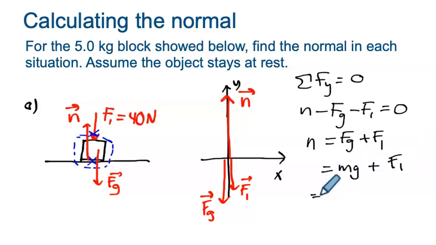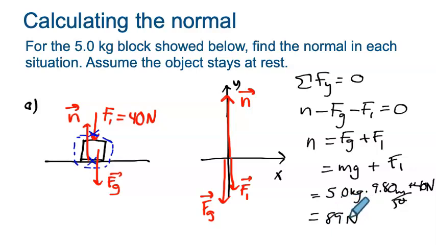We will have the mass, which is 5 kilogram, times g, which is 9.80 meters per second squared, plus F1, which is equal to 40 newtons. Kilogram meters over second squared is also newtons. So what we will get in the end is 49 newtons, plus 40, which brings us to a total of 89 newtons. So you can see that indeed the normal is greater than Fg, which is not surprising because F1 is pushing down on the block. So the normal has to compensate in order to keep the block at rest.